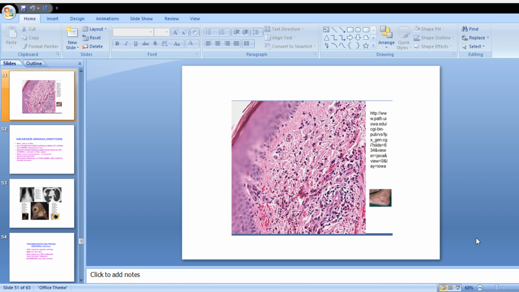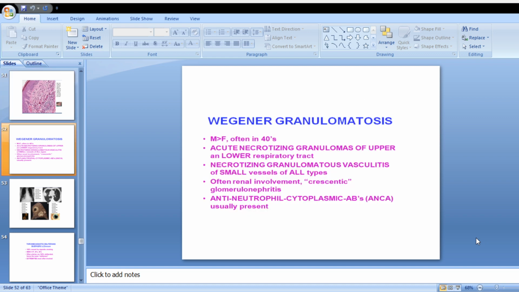Then Wegener's granulomatosis comes under small vessel vasculitis, mainly affecting males more than 40 years of age. Acute necrotizing granuloma formation is also seen in the upper and lower respiratory tracts. Often renal involvement is seen in the form of glomerulonephritis. Crescent formation is very common in this. The patient will present with renal as well as respiratory problems. Anti-neutrophilic cytoplasmic antibody is positive in this case.